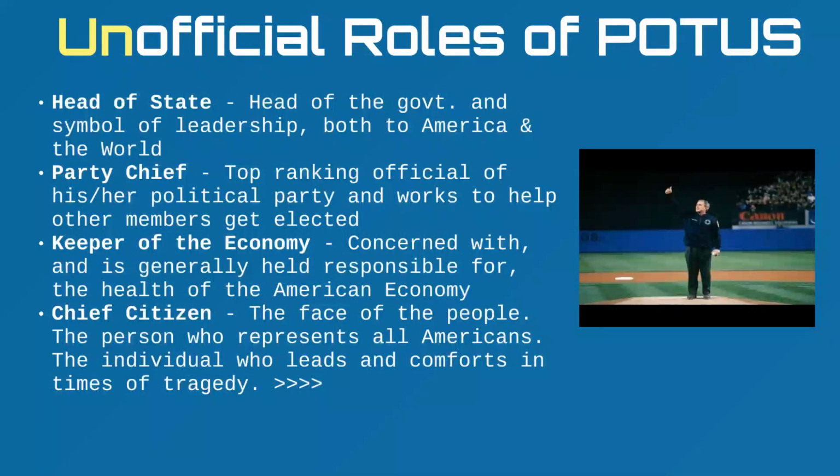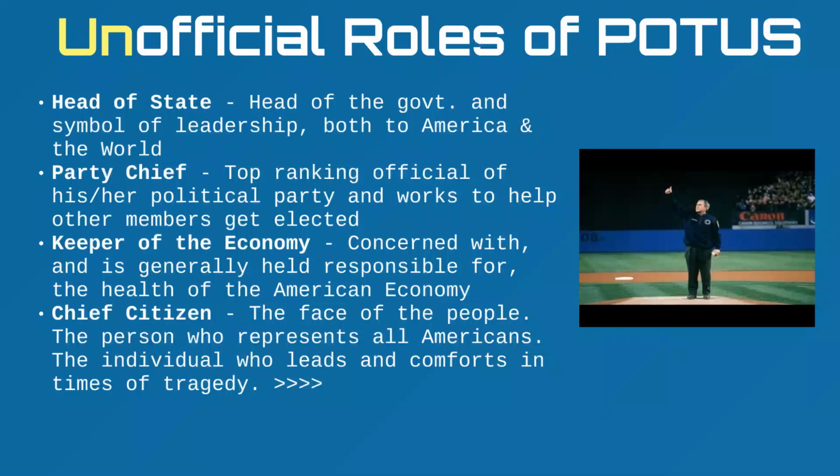Okay. There are also some unofficial roles of the president. The president is the head of state. Okay, they are the head of the government and a symbol of leadership, both to America and to the rest of the world. So they don't just have the power that goes along with being president when we're dealing with the rest of the world, but they're also, like I said, kind of the face of America too, and that's a really important thing as well. They really influence how the rest of the world sees America.